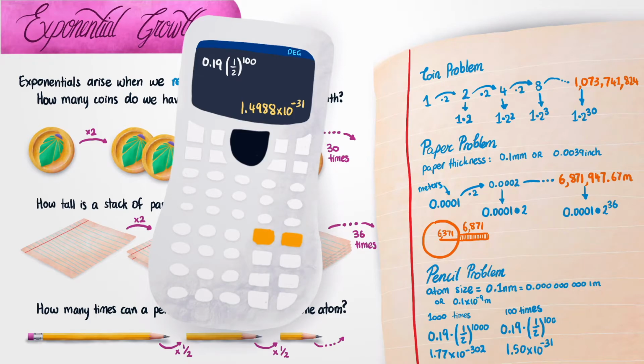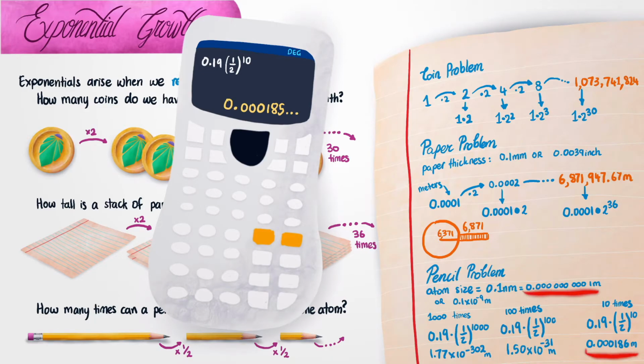So how about we try 10 times? Surely we could cut a pencil in half 10 times, right? Well, how about we ask the calculator again? So at least some of our sanity is restored here, because this is actually bigger than the size of an atom. Notice that the size of an atom has way more zeros than we have this time.